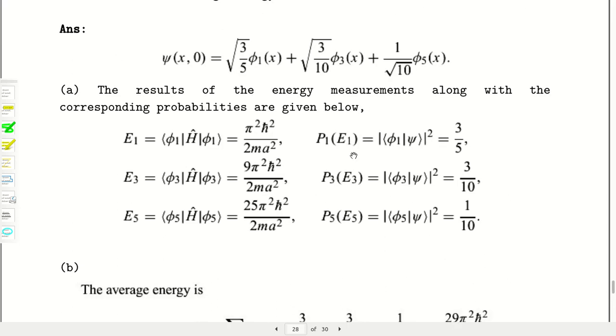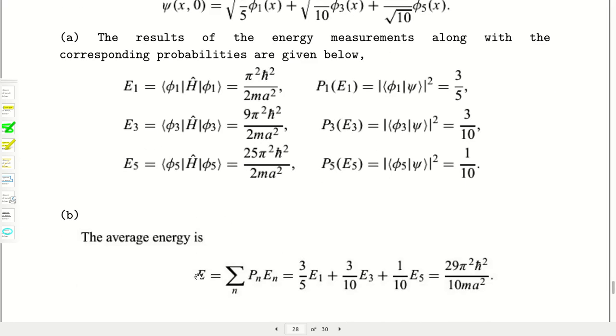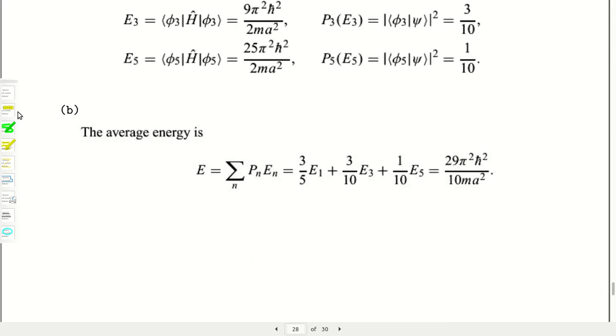So the most probable state is your ground state, because it has the maximum probability, 3 by 5, larger than the latter two. So the average energy will be the sum of P_n E_n. This is the very basic formula of statistical mechanics to find the expectation value or the average value of any quantity. Just multiply that quantity with the corresponding probability and take the sum. So P_n and E_n.